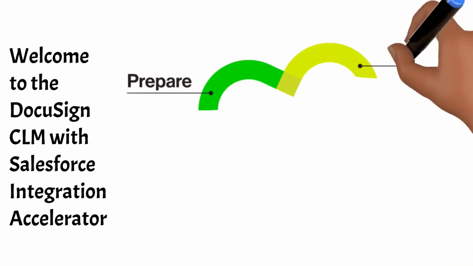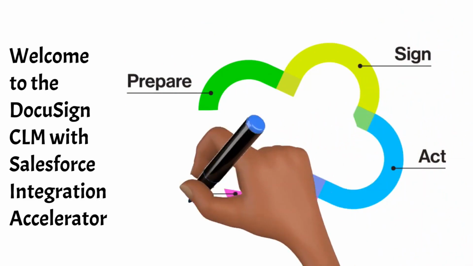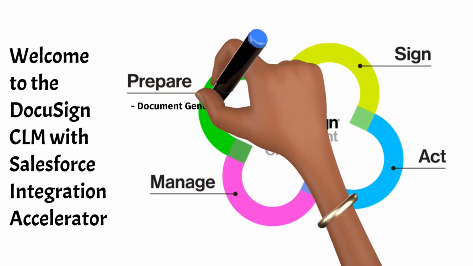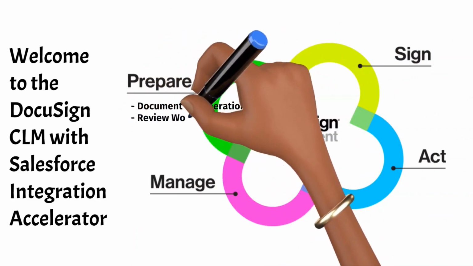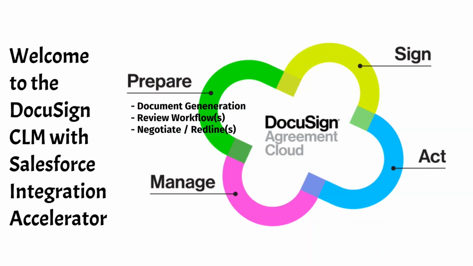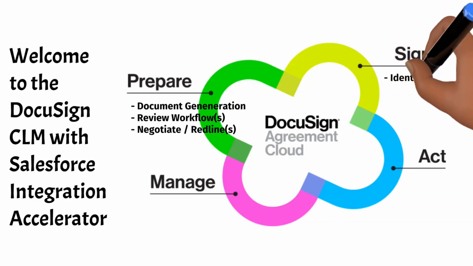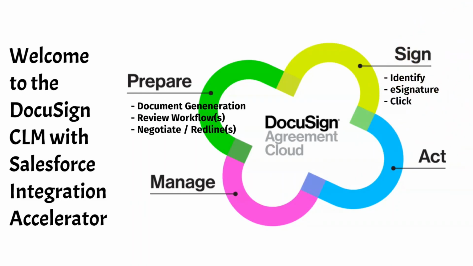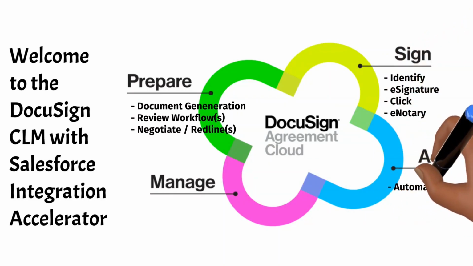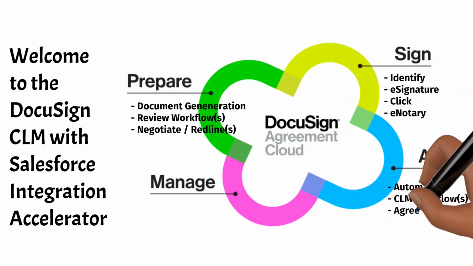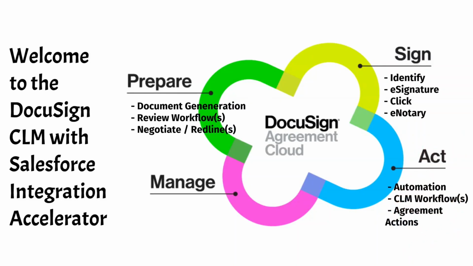To begin our discussion, it's best to understand how the CLM fits within the DocuSign Agreement Cloud. The Agreement Cloud has 4 phases of preparation, signing, acting on the signed agreement, and then managing the agreement. Now, the C in CLM doesn't have to be contract. It can be content. And for that, content is managed. So in a way, the CLM is a document management system, but it has so much more.